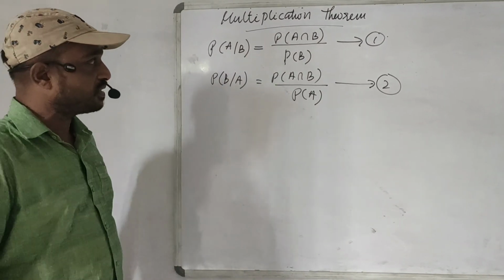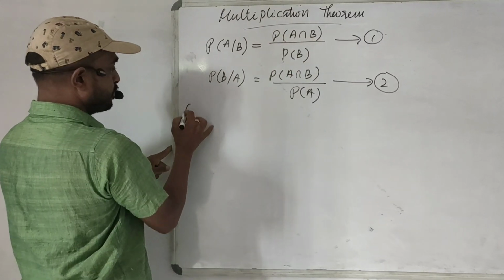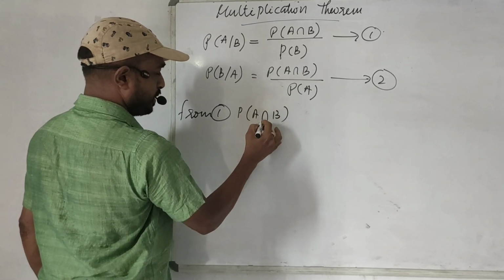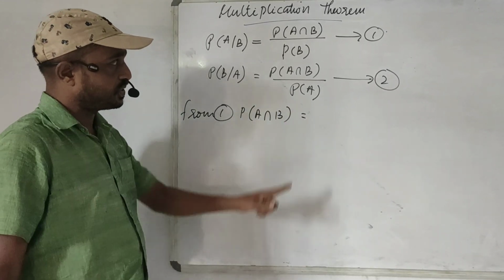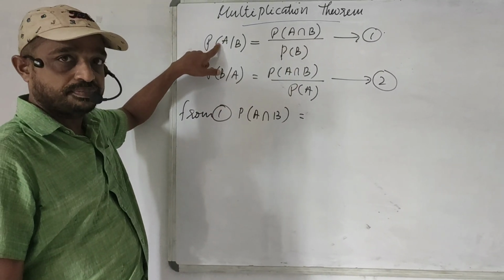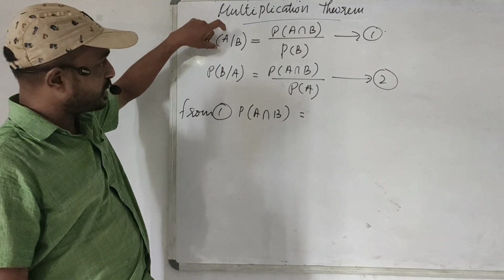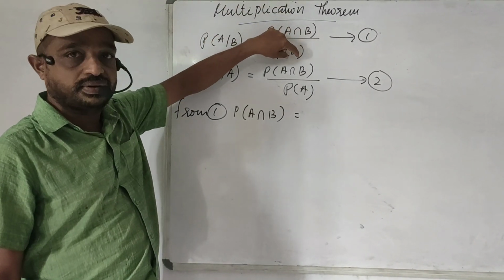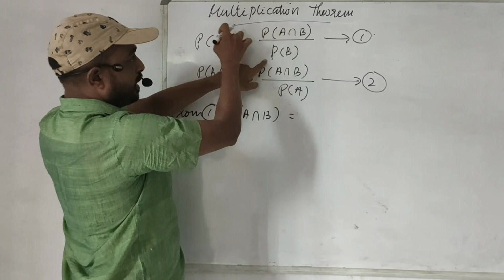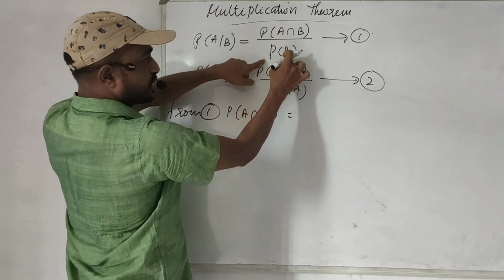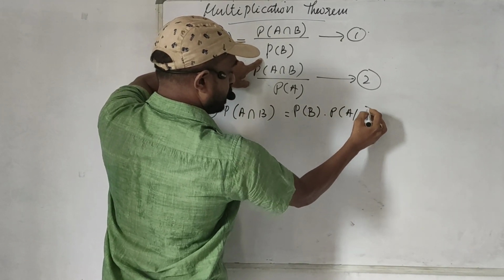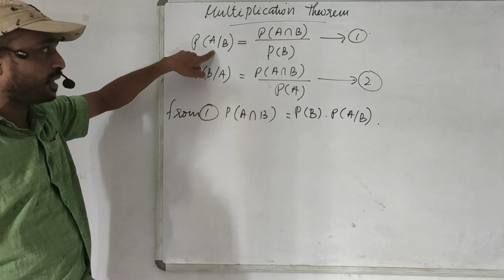Now from the first equation, what is P of A intersection B? From equation 1 we have P of A intersection B equal to P of B into P of A given B. Is it clear? See, the first equation is P of A given B is equal to P of A intersection B divided by P of B. From this, P of A intersection B will be P of B into this. Isn't it? So P of A intersection B is P of B into P of A given B.